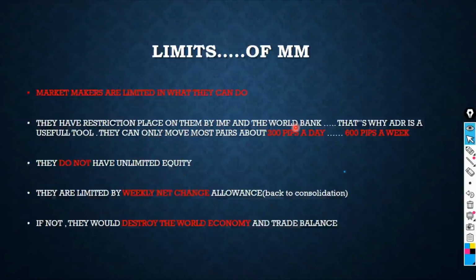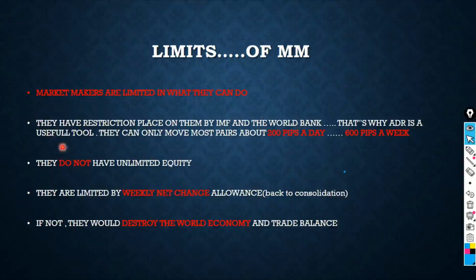Like I told you, the market makers have their own limits. They can't destroy the world. They can't continue to sell euro because they need to make profit. They are limited in what they can do. So if you know their limits, you own them. Market makers are limited in what they do. They have restrictions placed on them by the IMF and the World Bank.